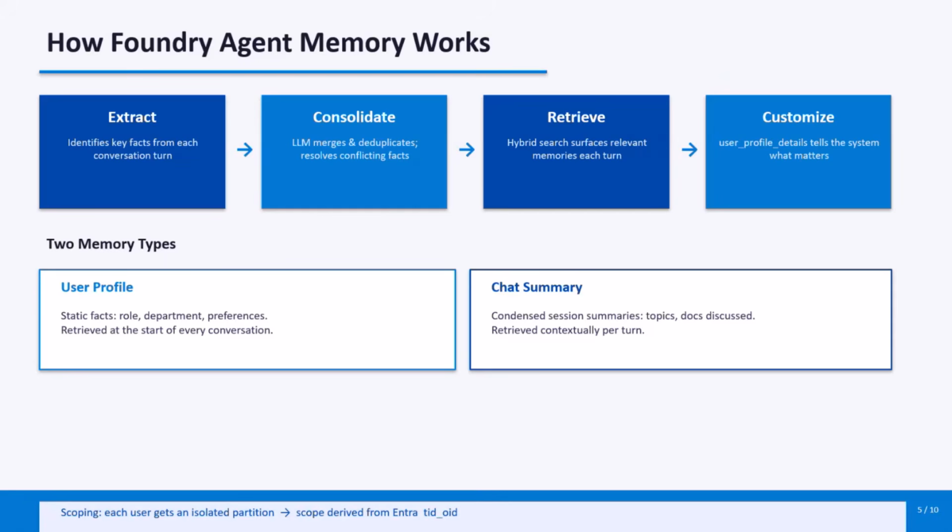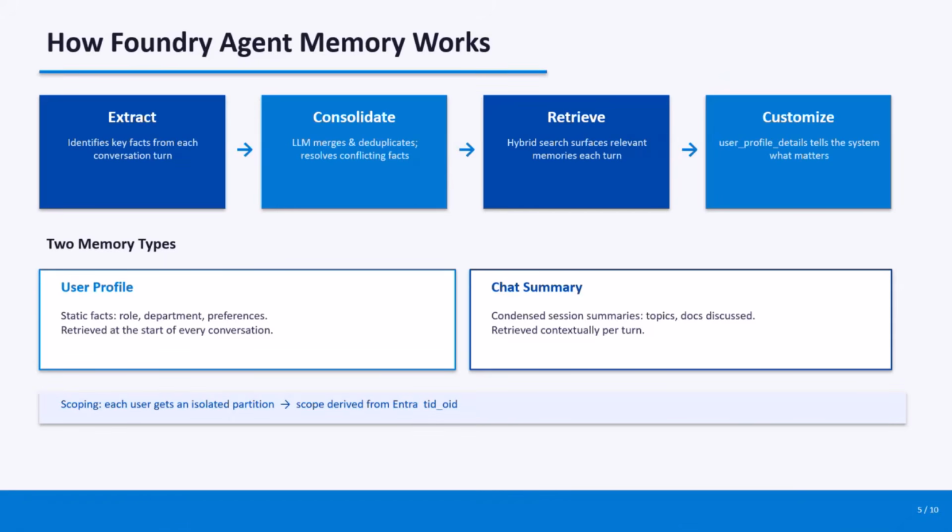And finally, this matters from a security and multi-tenant point of view. Everything is scoped per user. So each user gets a fully isolated memory partition. In my case, I derived that scope from the tenant ID and object ID in the JWT token. That guarantees memory is never mixed across users, ever.